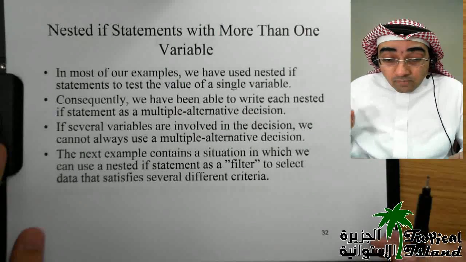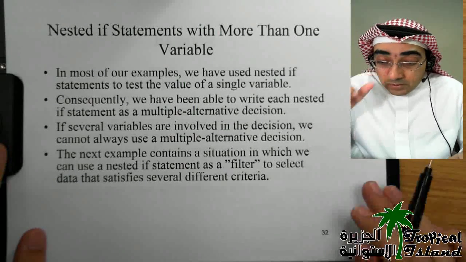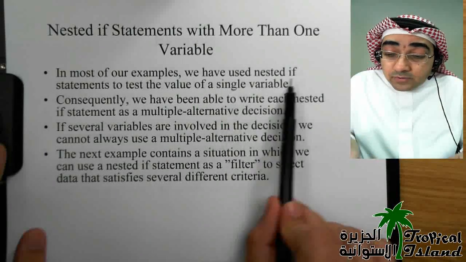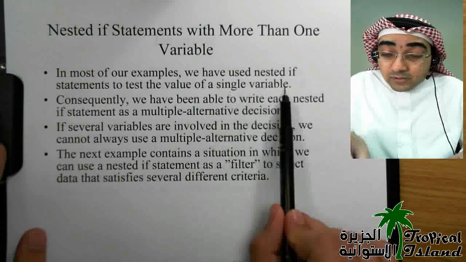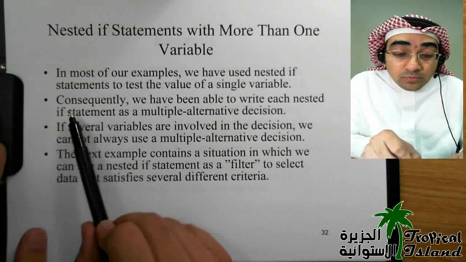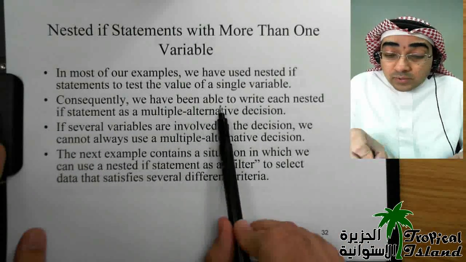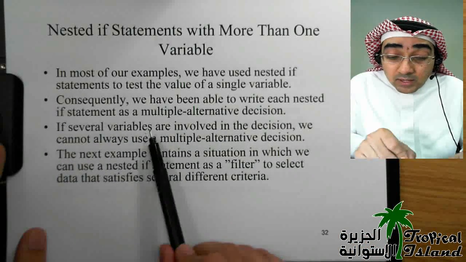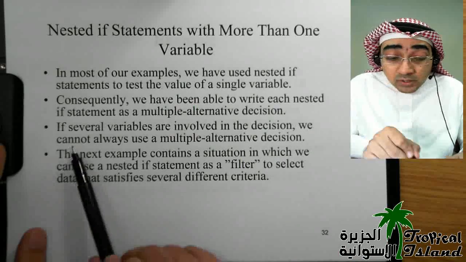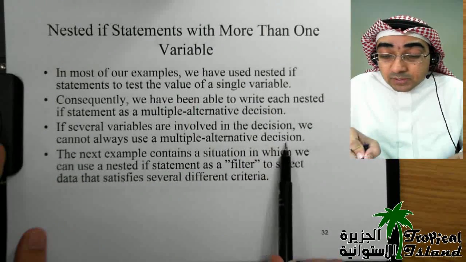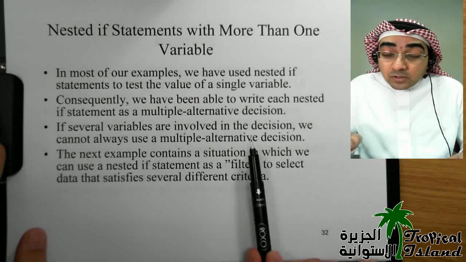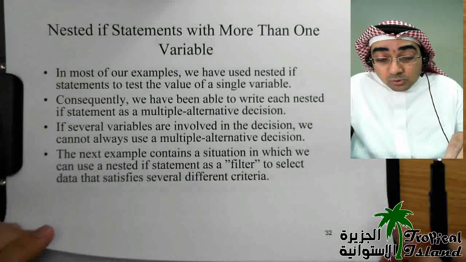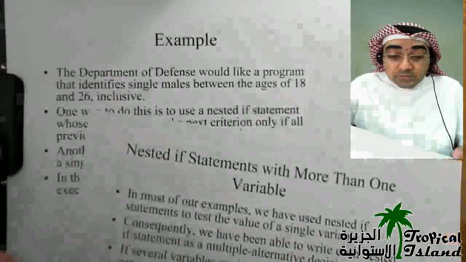Okay, the nested if statement with more than one variable. In most of our examples, we have used nested if statements to test the value of a single variable. However, you can have more than one variable to test. Consequently, we have been able to write each nested if statement as a multiple alternative decision. If several variables are involved in the decision, we cannot always use multiple alternative decisions. Okay, sometimes you cannot use multiple alternative decisions with multiple variables, and you have to resort to if statements only. The next example illustrates this.